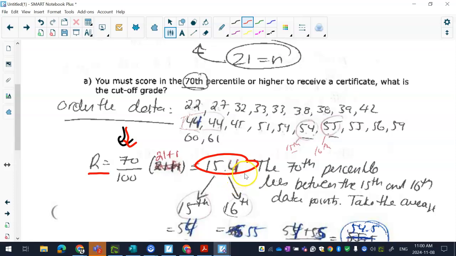So we don't get too specific here. All I do is go to the 15th value, which is that one, and the 16th value here, and then take the average of the two. So a 70th percentile puts me somewhere around here, and we'll just take the average of the two. Even if this was 15.1, we'll still take the average, or 15.9, we'll take the average. So it's not very specific, but it's not bad. Okay, so you go ahead and do that, and that plus that divided by 2 is 54.5.